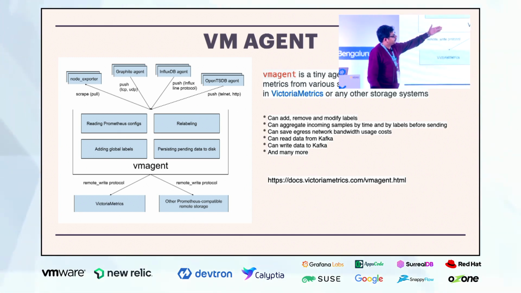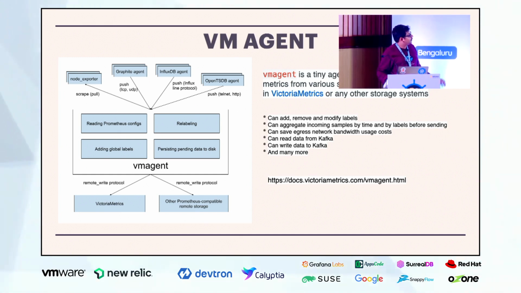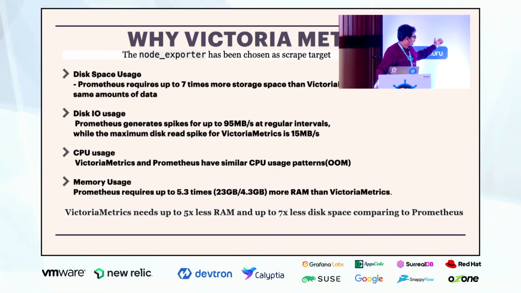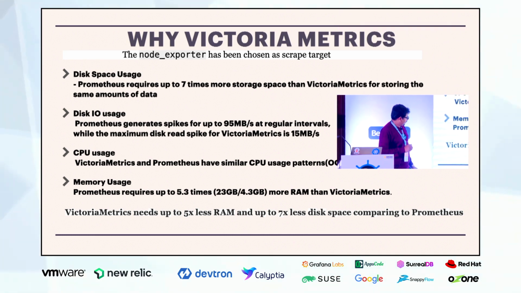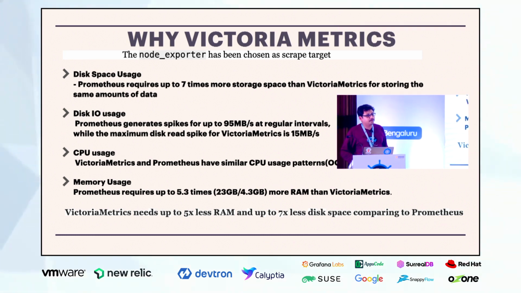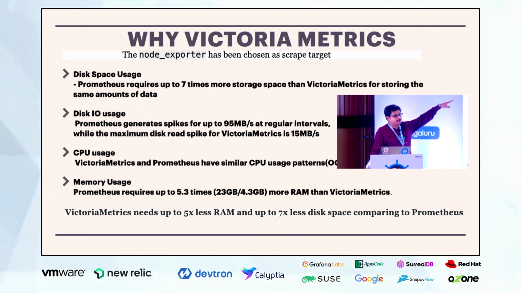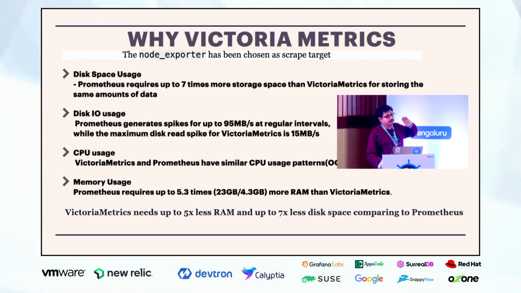These are the benefits: you can simply add or modify your labels. With Prometheus, the main problem everyone was facing is disk space usage. If you use Victoria, as per the statistics, you will see that Victoria Metrics needs 5 times less RAM and 7 times less disk space compared to Prometheus, which is huge. If you want to retain data for 1 year on Prometheus, just imagine, with Victoria Metrics you can retain it for 7 years.